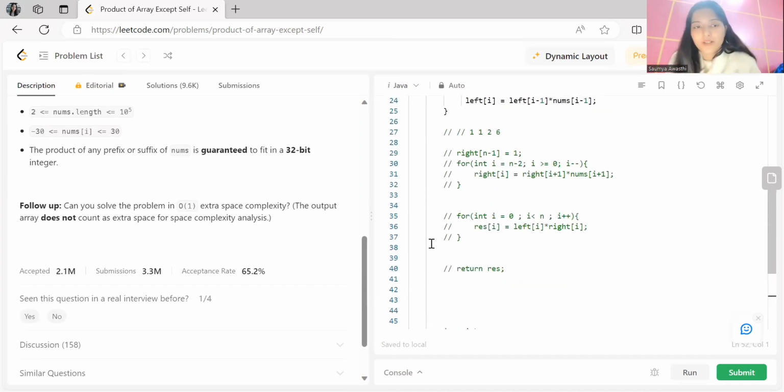I hope you were able to understand, and if you got the logic, then you are going to solve this by yourself. The implementation you are going to do by yourself in the language that you are comfortable with.